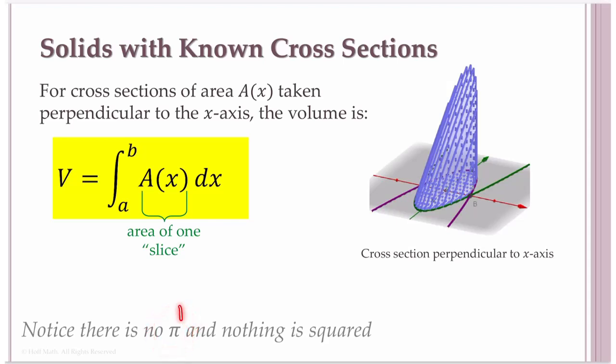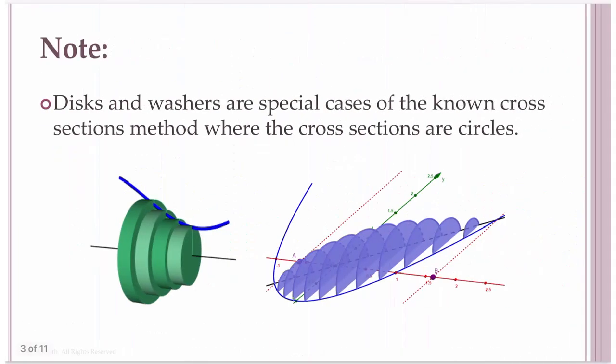We saw pi in those other formulas for disc and washer, and of course nothing is squared because, again, these are not cylinders. And this formula is only if you're perpendicular to the x-axis, also known as parallel to the y-axis. If we were parallel to the x-axis, then it would be a different process. This is just saying that discs and washers are special cases of known cross sections where the cross sections are circles.